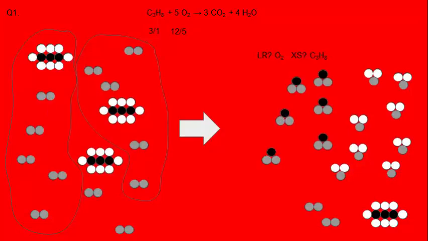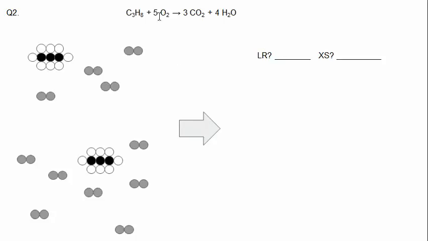So let's try another prompt. Again, it's the same reaction at the top. So then all we're going to do here is count. Let's do the math part first. We see that there's 2 C3H8s. So we're going to do 2 divided by 1. And then I'm going to count my O2s: 1, 2, 3, 4, 5, 6, 7, 8, 9, 10, 11. So we can see here that it's 11 divided by 5. And we can see that 2 divided by 1 is less than 11 divided by 5. So we know that C3H8 is our limiting reactant and the excess is our oxygen.